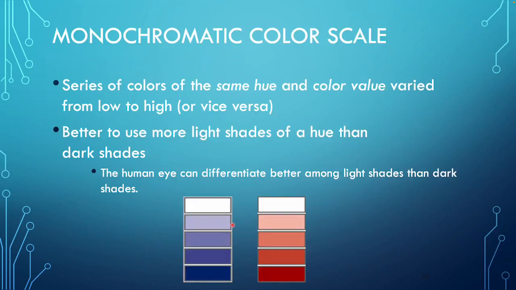All right. Now, often we're probably going to prefer monochromatic color scales, sticking with a color and different values. So going from light to dark or dark to light, depending on which thing we want to emphasize. It tends to be better to use more light shades than dark shades because our eyes are better at seeing differences in light colors than they are in dark colors.